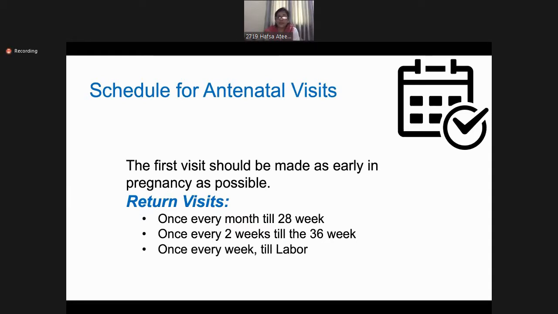After 28 weeks, she will be called every 2 weeks, every fortnight. That is, after every 2 weeks till she's 36 weeks pregnant. And then once she's 36 weeks pregnant, she'll be called every week till she goes into labor, or she's getting past dates or anything, so that it can be recognized that there's some complication which may be occurring and the labor is not starting.